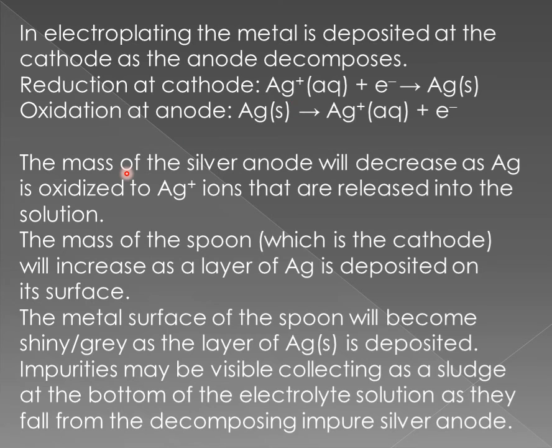The mass of the silver anode will decrease as silver is oxidized to silver cations that are released into the solution. The mass of the spoon, which is the cathode itself, will increase as a layer of silver is deposited on the surface. The metal surface of the spoon will become shiny gray as the layer of silver metal is deposited. Impurities may be visible collecting as a sludge at the bottom of the electrolyte solution as they fall from the decomposing impure silver anode.